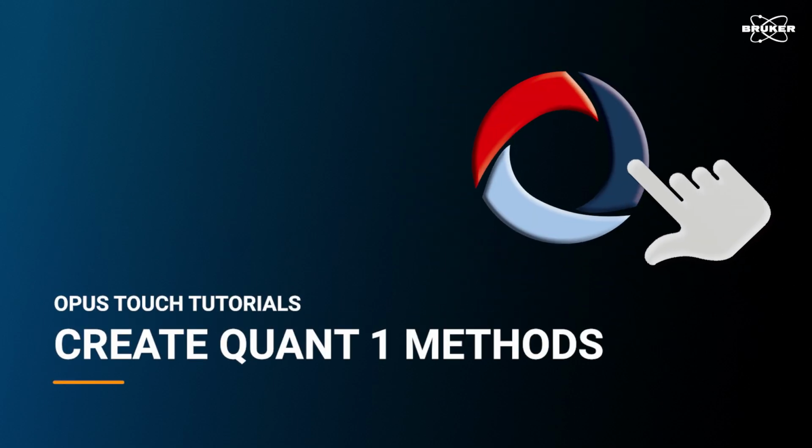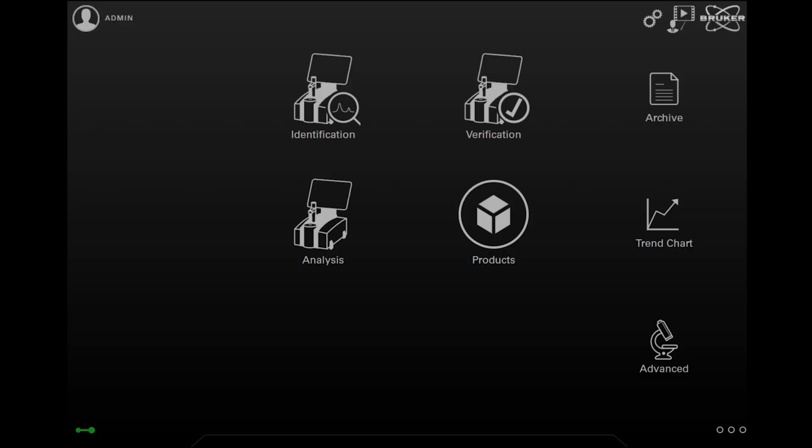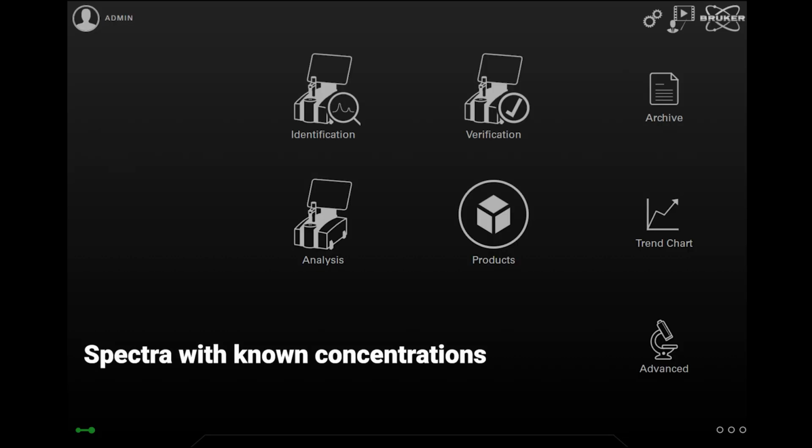In this tutorial you will learn how to create Quant1 methods in Touch 7 and later. To create a Quant1 quantification method, you need several spectra with known concentrations. These concentrations should cover at least the range in which you intend to perform your quantification later.